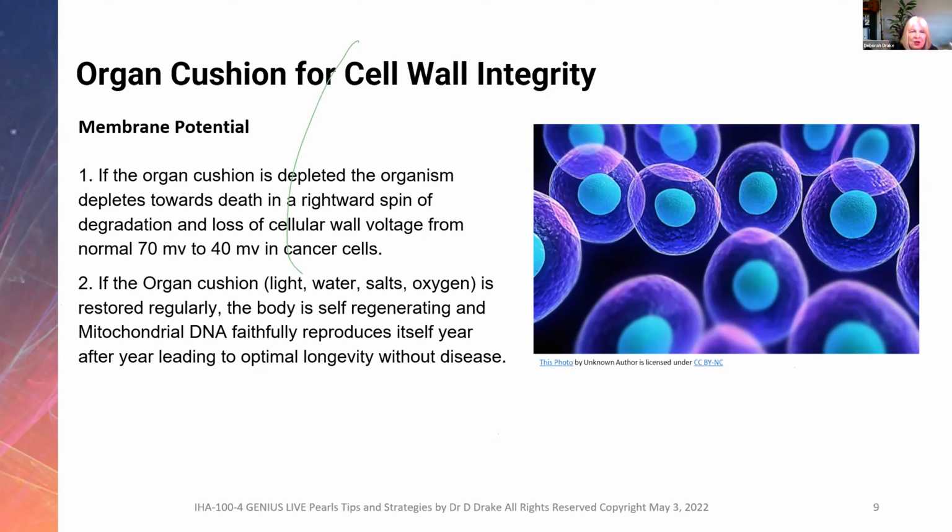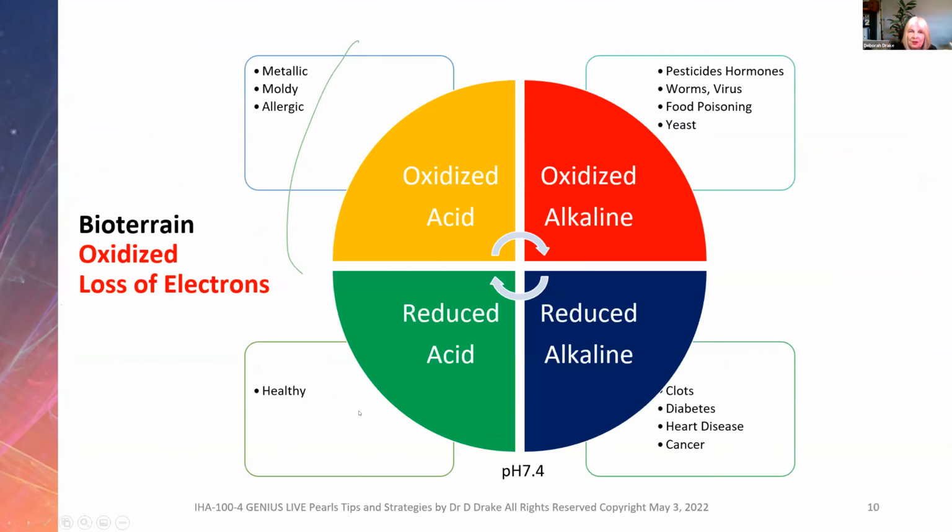Now, I wanted to mention also that if you have enough light in the cell and enough water and salt, you're going to carry the oxygen all through the body, right down to the mitochondria, where your DNA repair center reproduces the cells year after year, making new cells and longevity in your body.